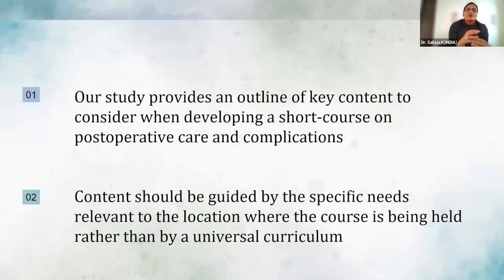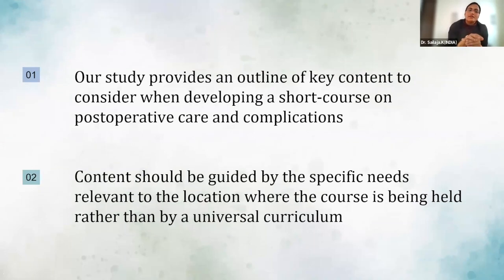So coming to the conclusions, our study provides an outline of key content to consider when developing a short course on postoperative care and complications. The whole of the 108 items and the inclusions and exclusions, everything are displayed online, and everyone can go through those things. If you have any doubts, you can get back to us later also. And the content, we feel, as I already told you, should be guided by specific needs relevant to the location where the course is being held rather than by a universal curriculum.